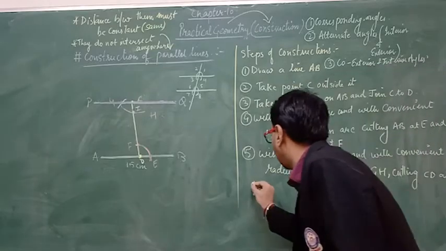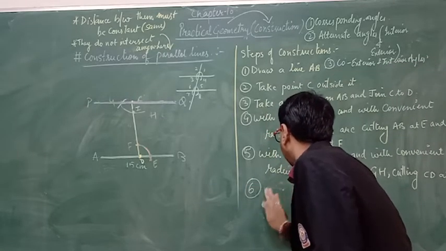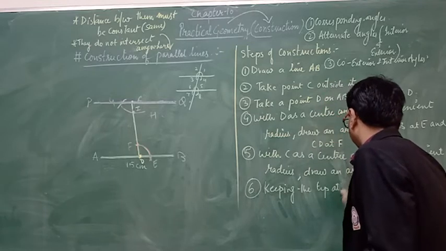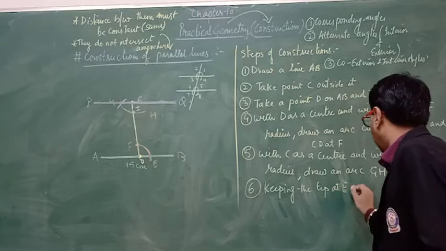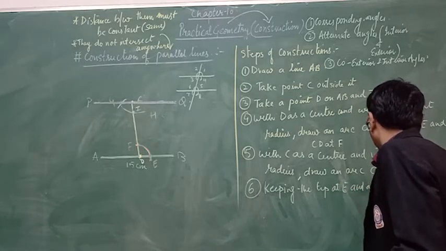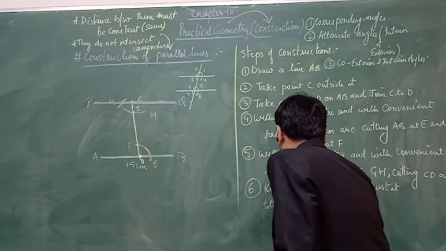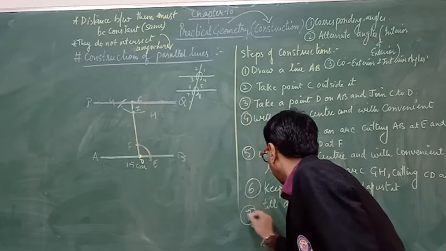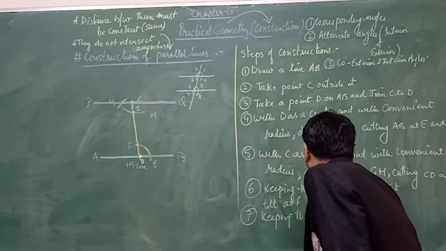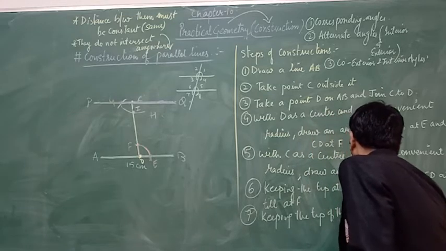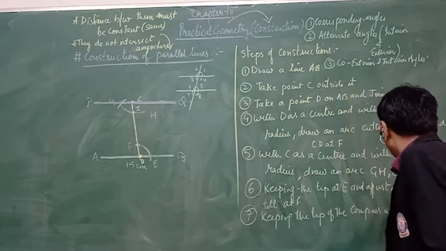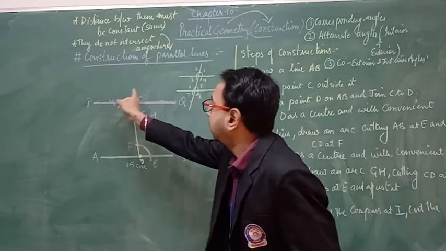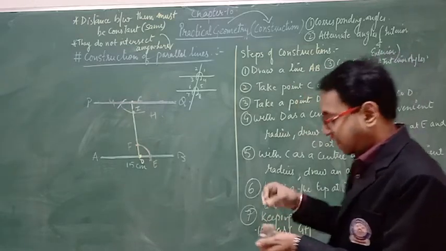So your sixth step is keeping the tip at E and adjusting it till F. We'll keep the tip of the compass here and we'll adjust it till F. After that, keeping the same thing, keeping the tip of the compass at I, cut the arc GH. What we did? We cut the arc GH.